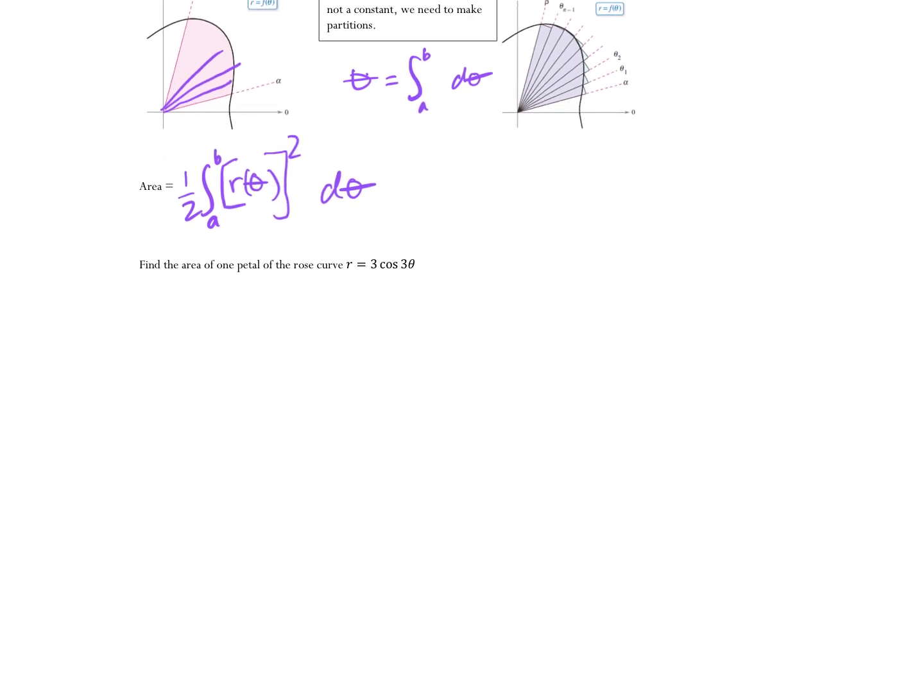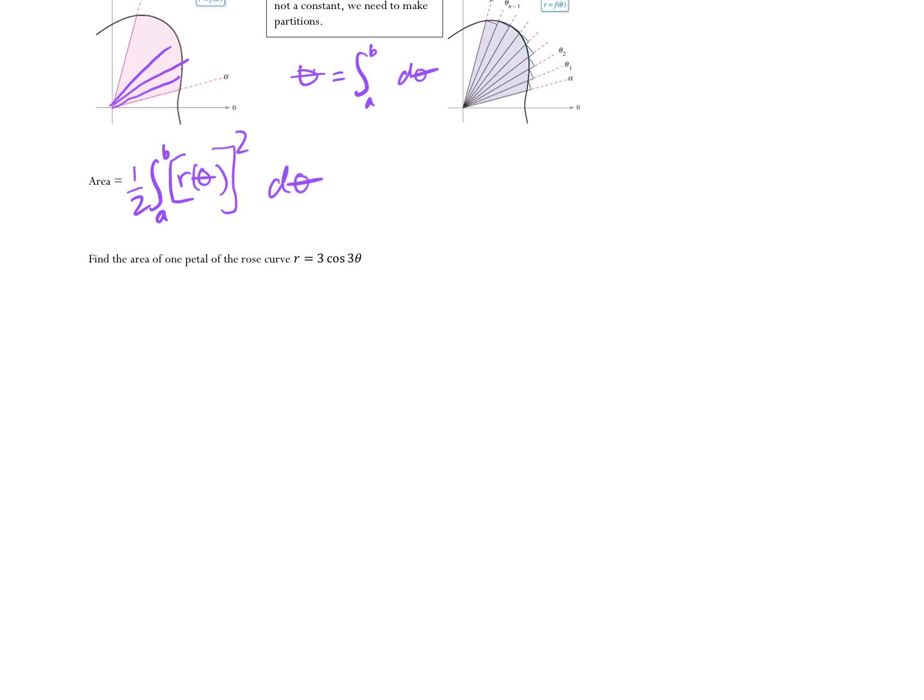So let's go through an example of what I might expect of you guys. If we were to take out our calculators, I'm going to take mine out, but you won't be able to see it when I pull it up, and look at the function r equals 3 cosine 3 theta, we'd see a graph that looks a little bit like this, right? Where it went like this, and then like this, and then like this, and back around. Okay, we see that rose curve that we were talking about last week.